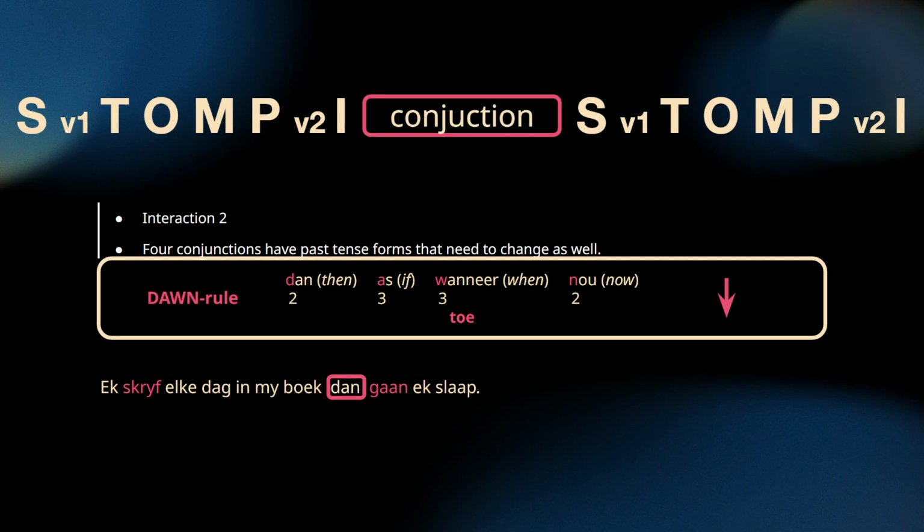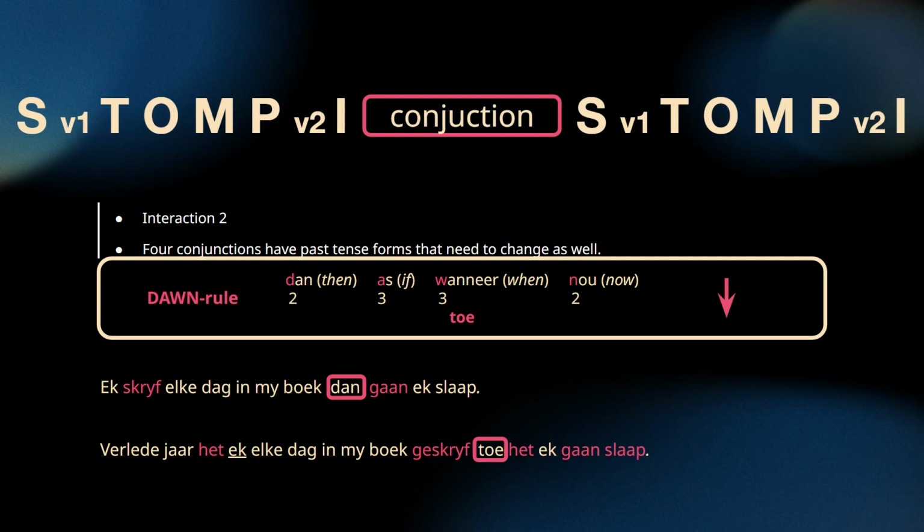Ek skryf elke dag in my boek, dan gaan ek slaap. So in this sentence, I've just highlighted verb 1, skryf, in my first sentence. There's my conjunction, dan, and then gaan, being the first verb in my second sentence, was already moved to the correct position because dan is group 2, it's at the front of its own sentence. But what if I now change this into the past tense?